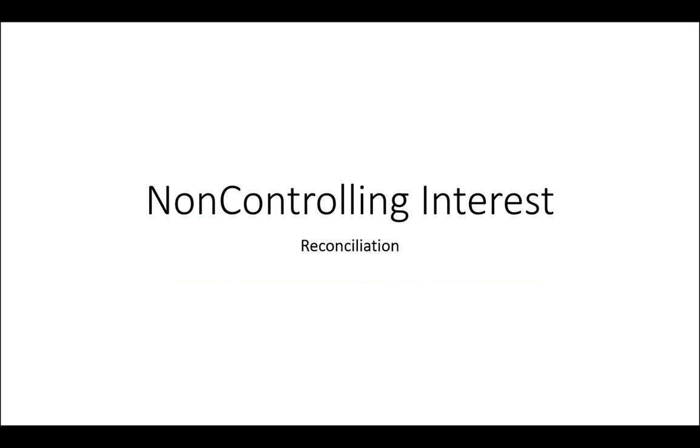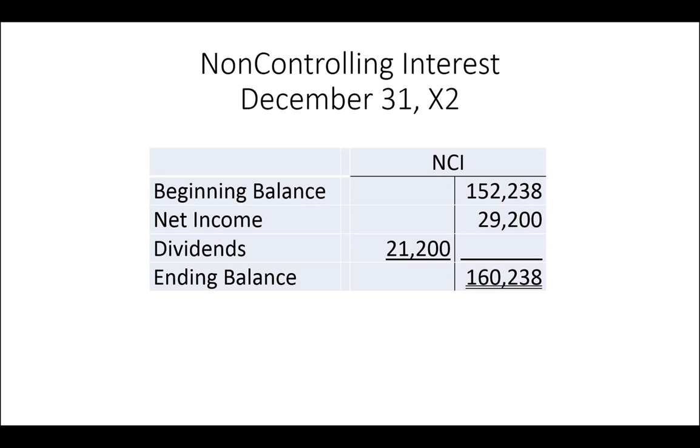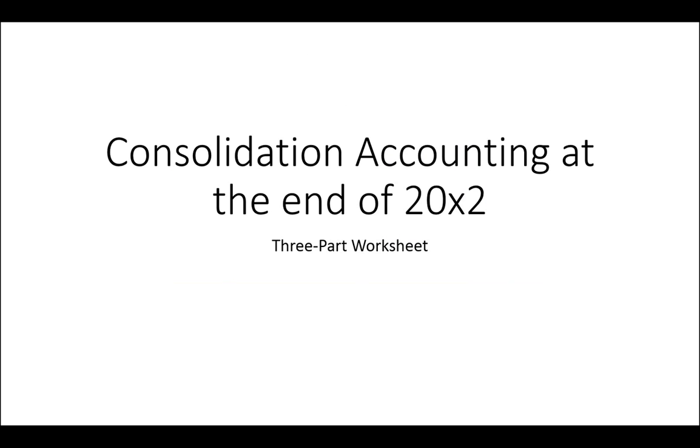We'll do the same thing for the non-controlling interest. Now remember, this non-controlling interest is only going to show up during the consolidation process, so we're going to have to maintain an off-balance sheet schedule someplace that gives us the beginning and ending balance. And that's what we're going to do with this. So we've got a beginning balance of 152,238, 20% of the net income and 20% of the dividends for a balance of 160,238. We can now start the consolidation process.